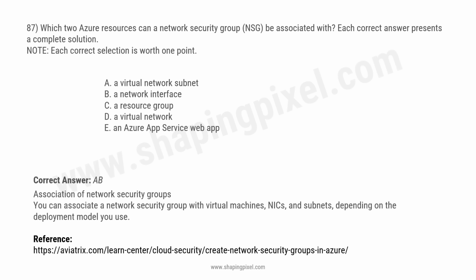Association of network security groups. You can associate a network security group with virtual machines, NICs, and subnets, depending on the deployment model you use.